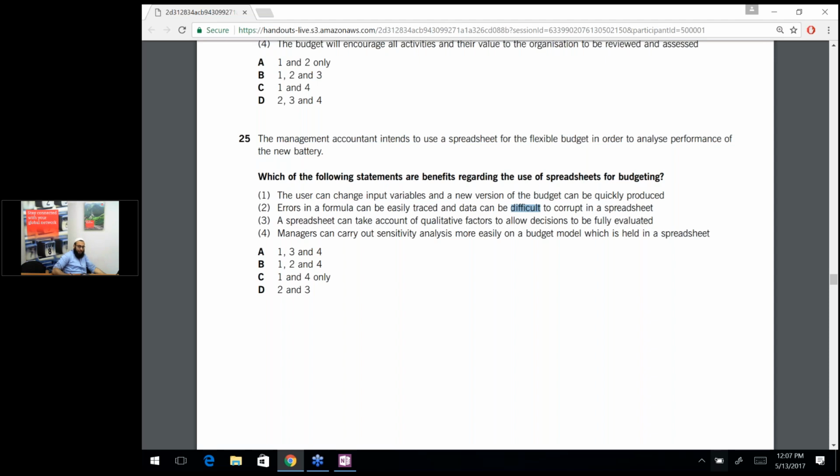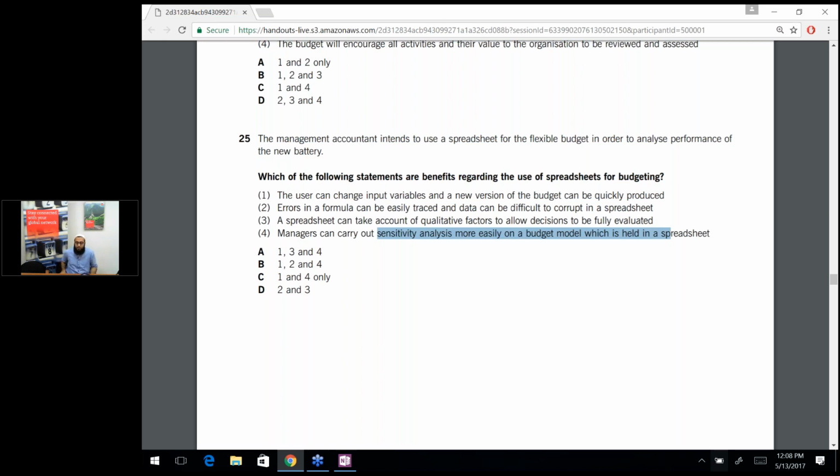Third, a spreadsheet can take account of qualitative factors. So it's never, a computer does not understand qualitative factors. It's a drawback of a spreadsheet, not an advantage. It does not consider qualitative factors. Last, managers can carry out sensitivity analysis more easily on a budget which is held in a spreadsheet.